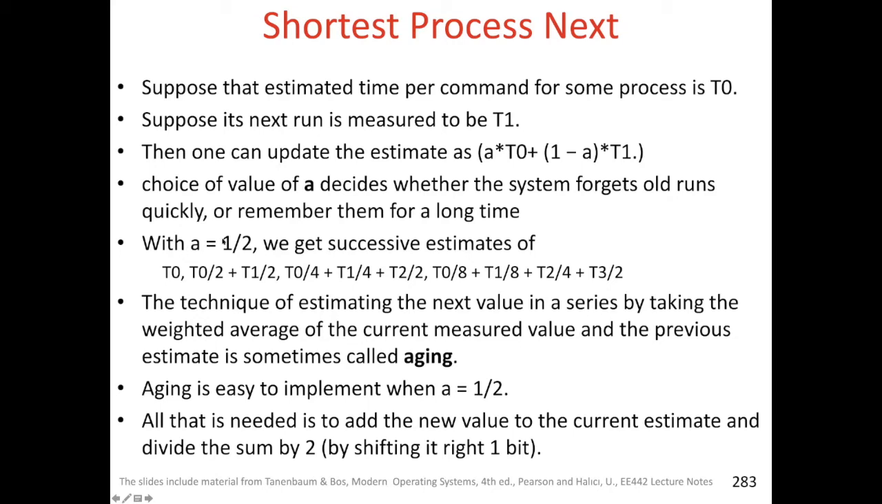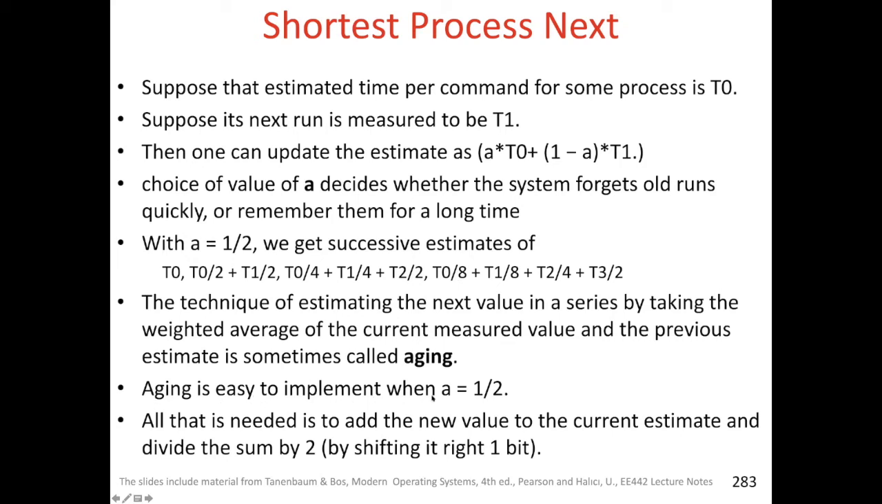With A equal to 1 over 2, we get successive estimates of T0 the next time, T0 divided by 2 plus T1 divided by 2. Then T0 divided by 4 plus T1 divided by 4 plus T2 divided by 2. Then T0 divided by 8 plus T1 divided by 8, T2 divided by 4, and T3 divided by 2. The technique of estimating the next value in a series by taking the weighted average of the current measured value and the previous estimate is sometimes called aging.